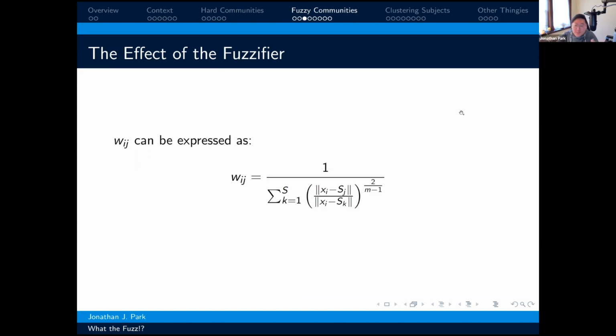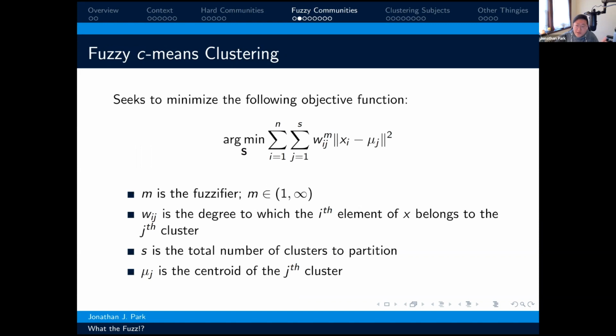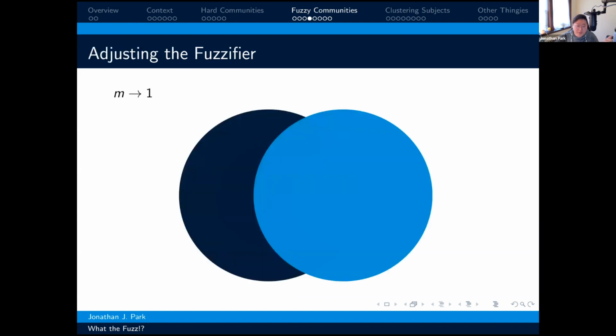So in the next couple of slides, I'm going to talk about what is the effect of the fuzzifier. As I said, the fuzzifier can take on a value between 1 and infinity. It can't take on exactly 1 because then this doesn't work. As m approaches 1, we have a hard clustering solution. It basically becomes equivalent to k-means.